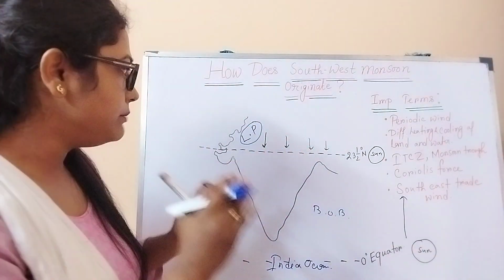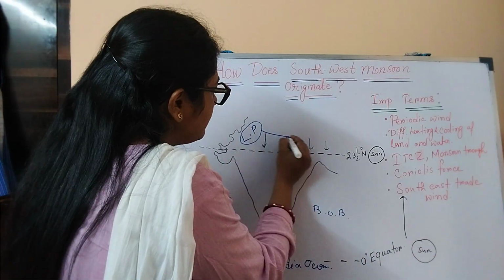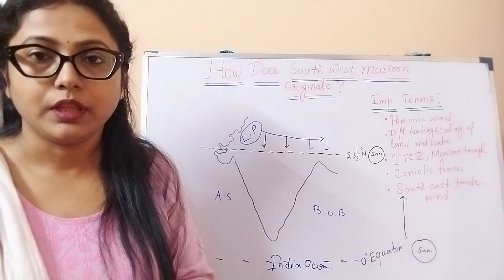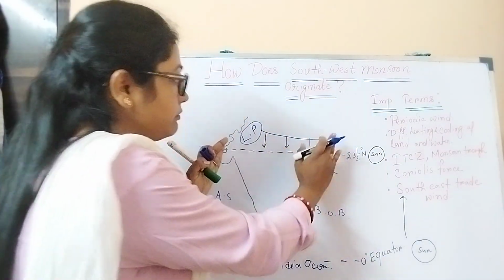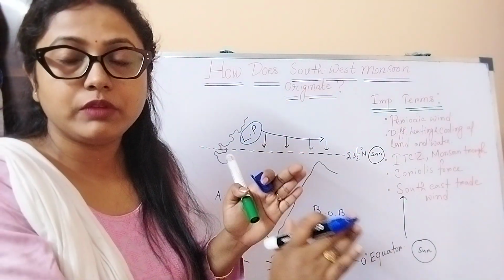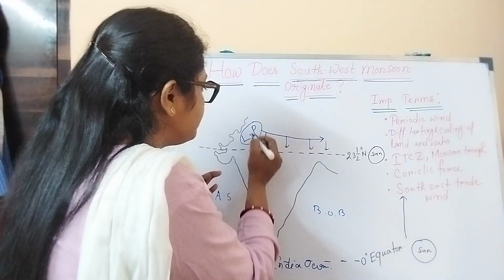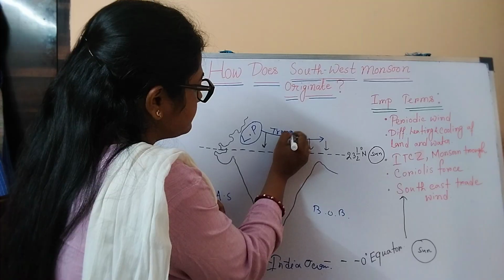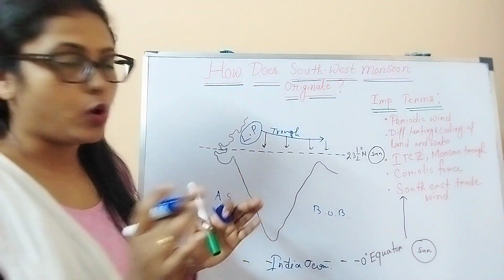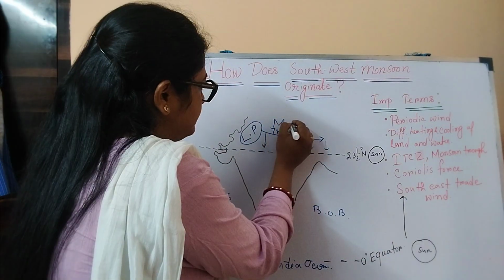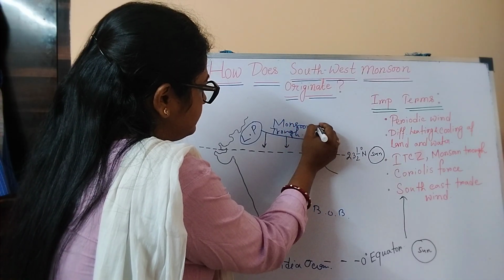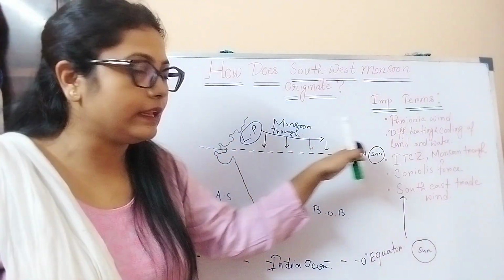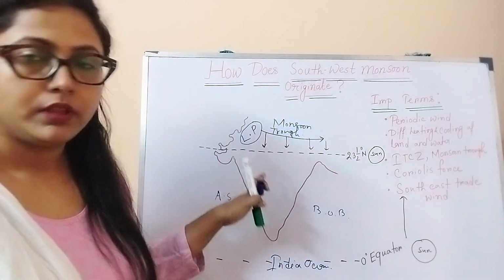Now, as time passes, the low pressure will be extending along the Ganga plain region. Okay, and this low pressure will be intensified, a depression will be formed, and a trough will be formed. What will be formed? A trough. And this trough is called the monsoon trough. Okay, so monsoon trough will be formed over Ganga plain region, this whole area.